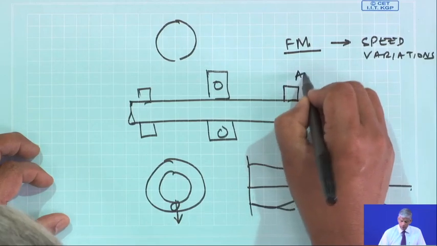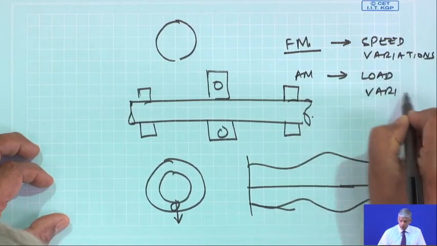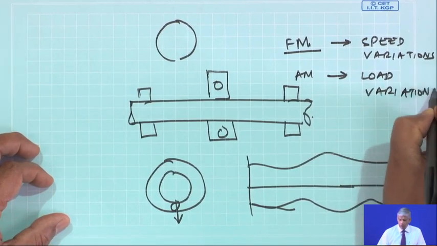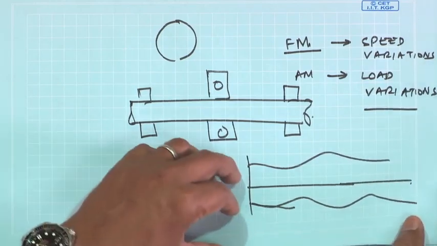And for amplitude modulation because of load variations. So, you see the bearing vibrations are pretty complicated because of modulations, because of impacts and so on. Now, I will come to another example.